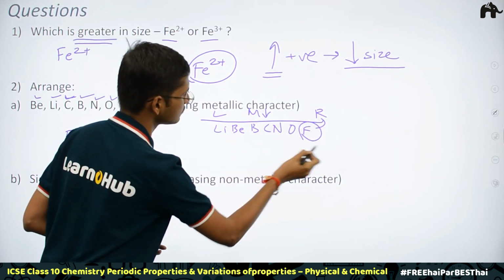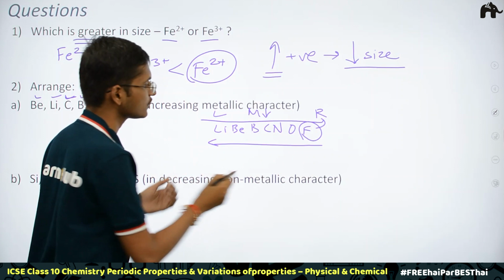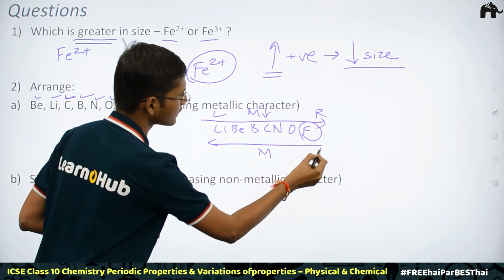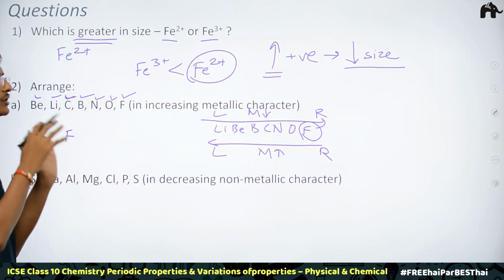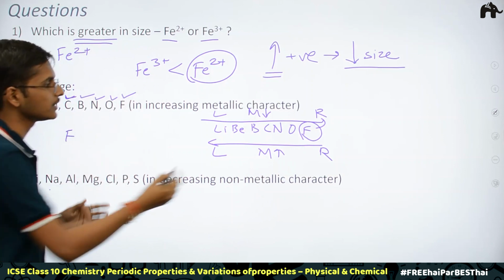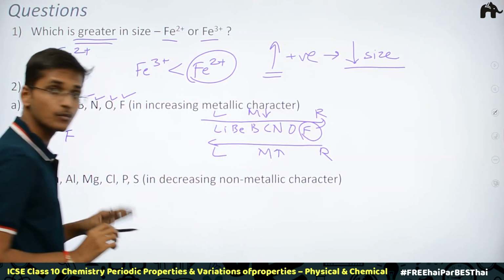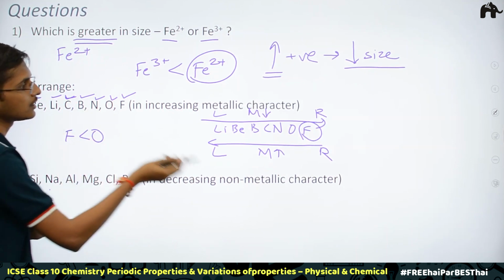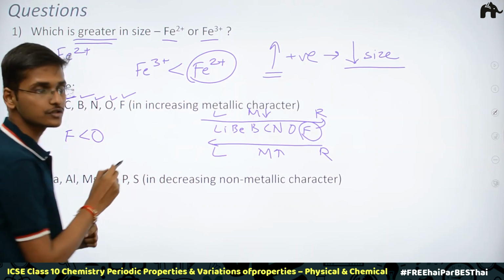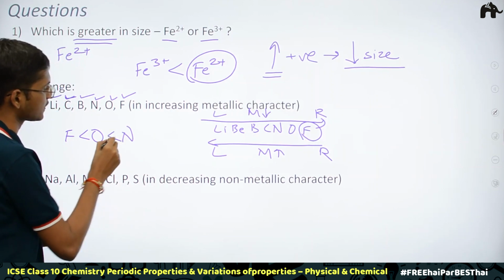So apply the ulta logic, the opposite logic. When we move from right to left, metallic character increases. So we just arrange the elements in that order. Oxygen has more metallic character than fluorine. Nitrogen has even more metallic character than oxygen.